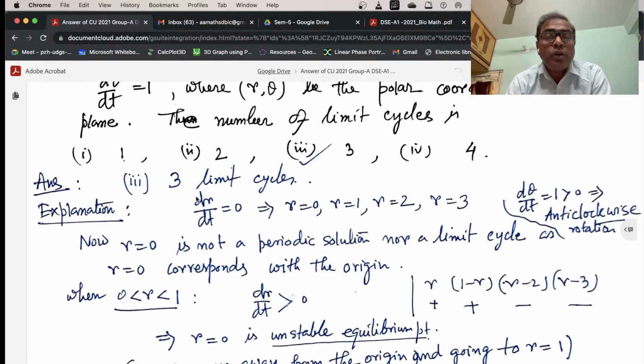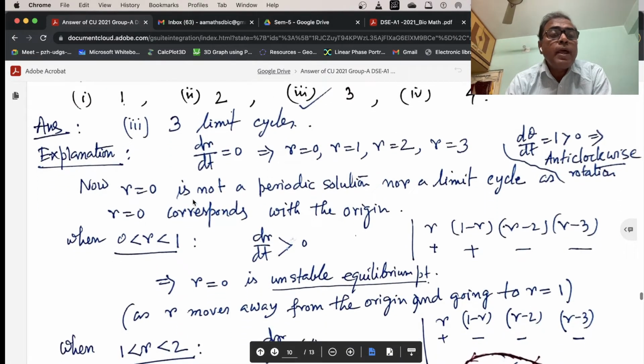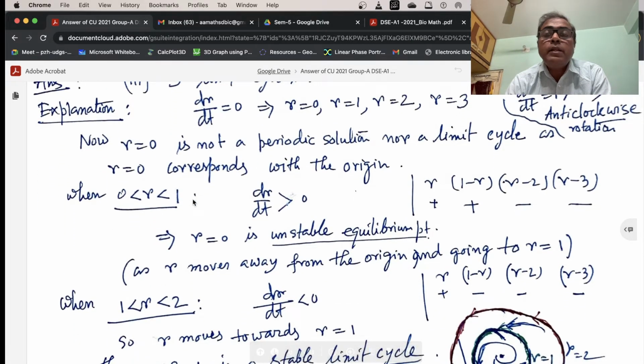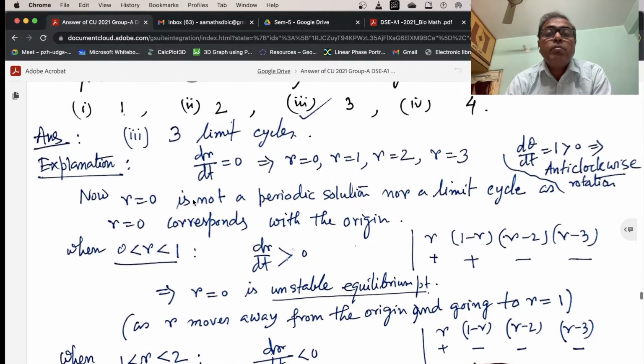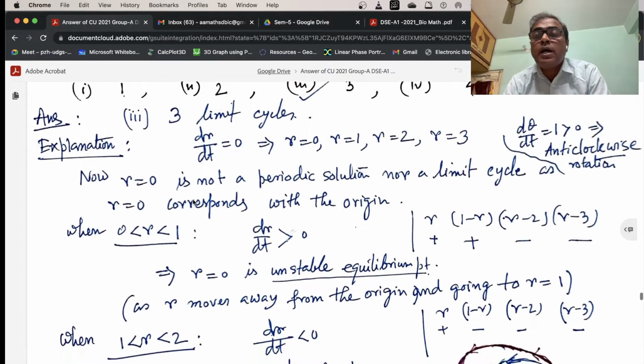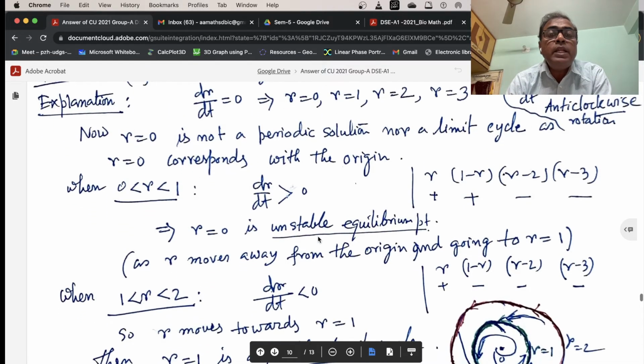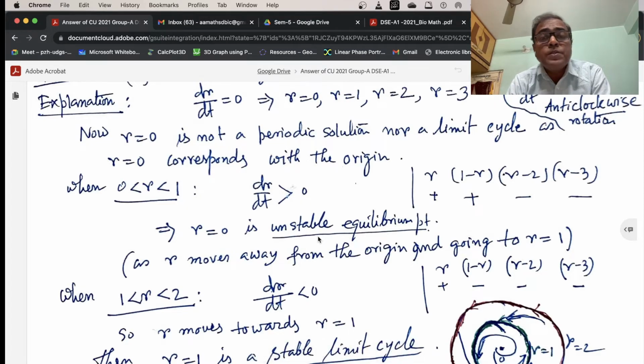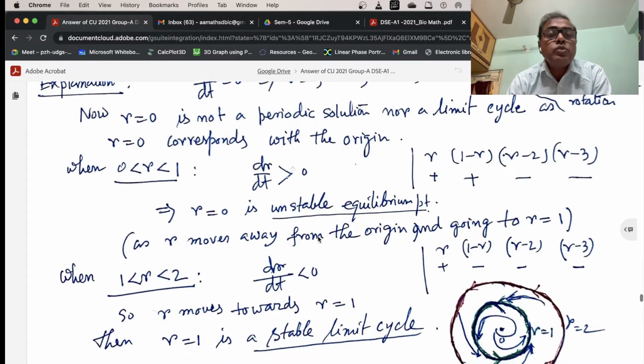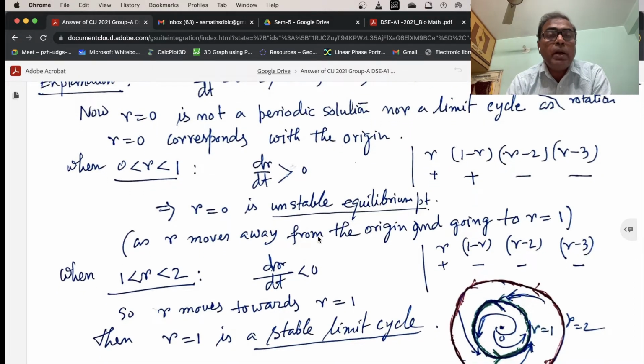r = 0 corresponds with the origin, because when 0 < r < 1, dr/dt is positive, since dr/dt = r(1 - r)(2 - r)(3 - r). When r lies between 0 and 1, r is positive, 1 - r is positive, 2 - r is positive, 3 - r is positive, so dr/dt is positive. So r is an increasing function of time t, and r moves away from the origin towards r = 1. So r = 0 is an unstable equilibrium point.